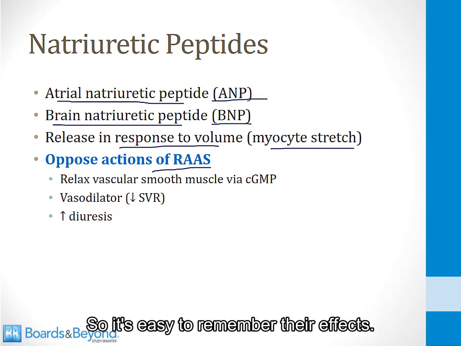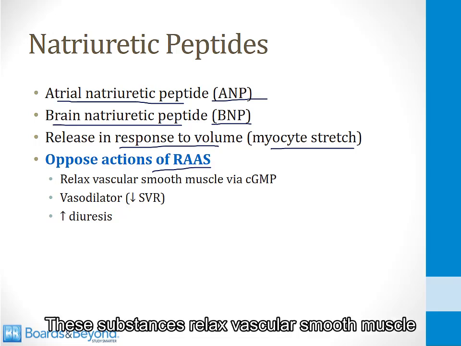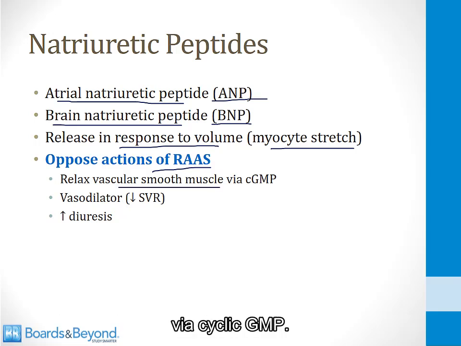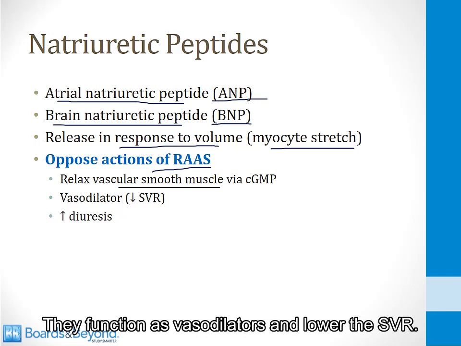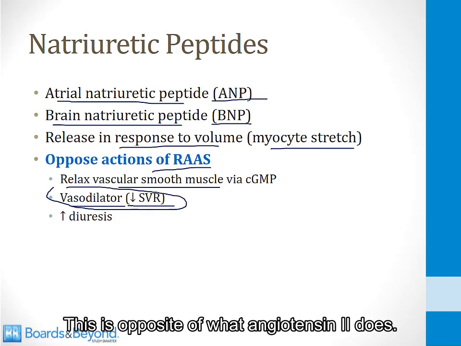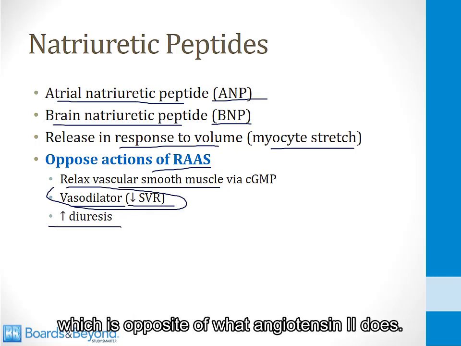So it's easy to remember their effects. They're all opposite of the RAS. These substances relax vascular smooth muscle via cyclic GMP. They function as vasodilators and lower the SVR. This is opposite of what angiotensin II does. They also promote diuresis, which is opposite of what angiotensin II does.